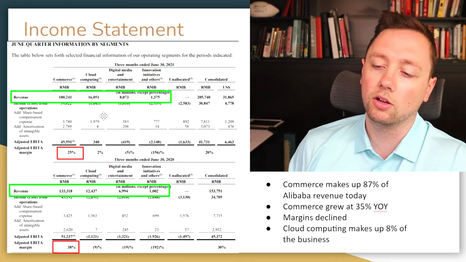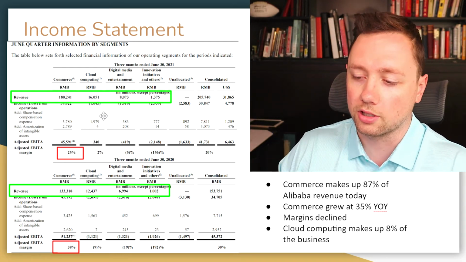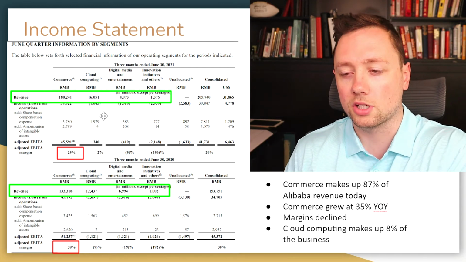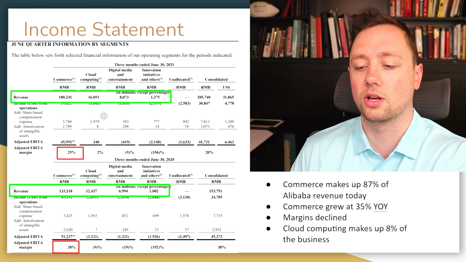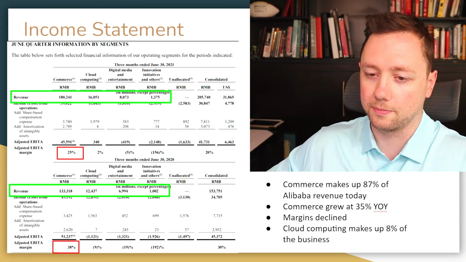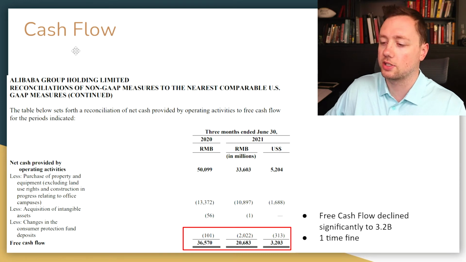They're doing extremely well. The other three business units are starting to come together and getting closer and closer to profitability. Commerce is still the main factor for the business though, and the margins have declined while the revenue has increased. Now, when we look at the last statement here, this is the statement of cash flows.